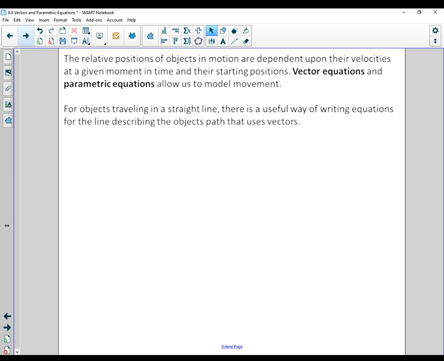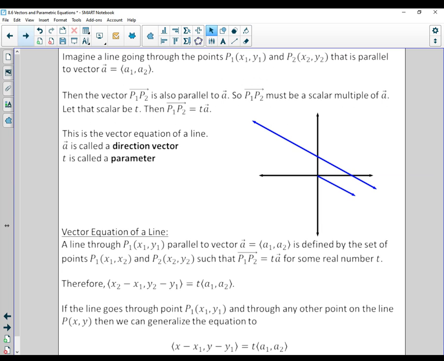So the relative positions of objects in motion are dependent upon their velocities at a given moment in time and their starting positions, where they start, right? And then we have vector equations and parametric equations that allow us to model movement. So we're starting with just objects traveling in a straight line, right? And we could use vectors to help us describe that.